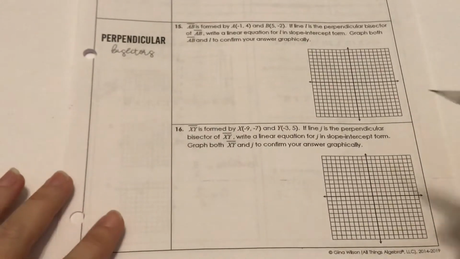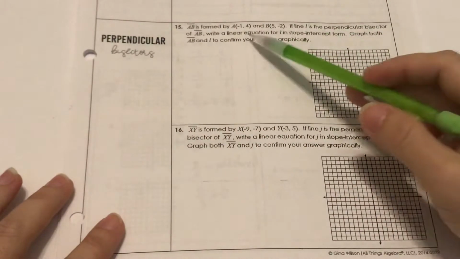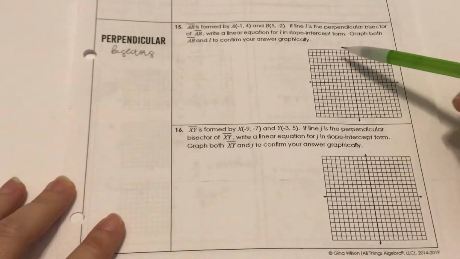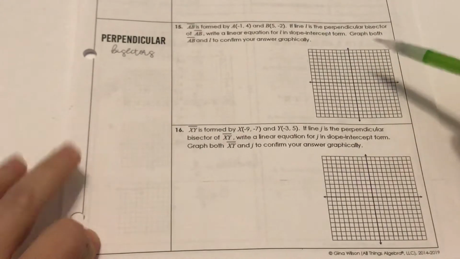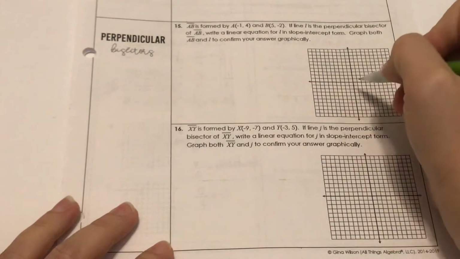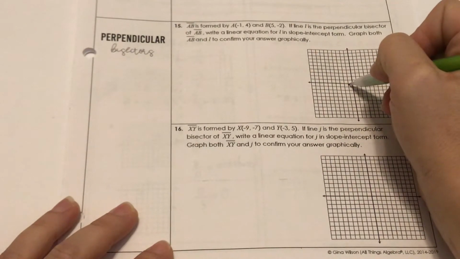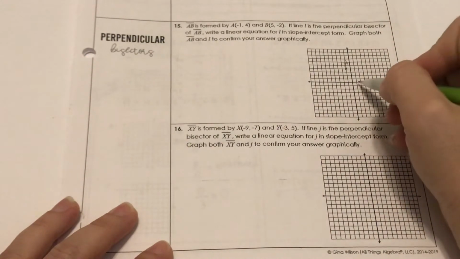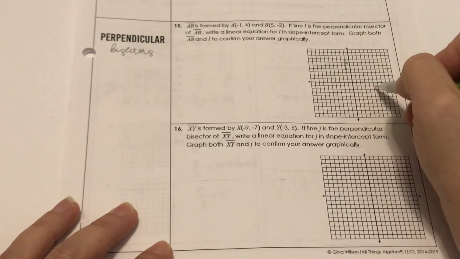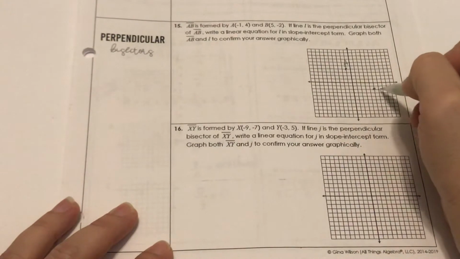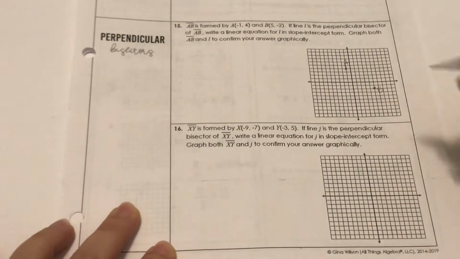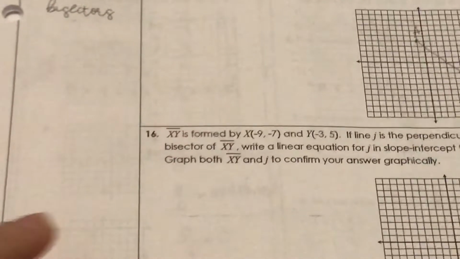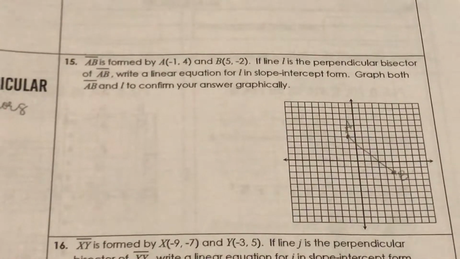Segment AB is formed by point A and point B, and it gives the coordinates for those. If line L is the perpendicular bisector of segment AB, write a linear equation for line L in slope-intercept form. So let's plot this and see what's happening. -1, 4, and 5, -2. All right, so there's our segment AB. Let me try to zoom in. There we go, that's better.